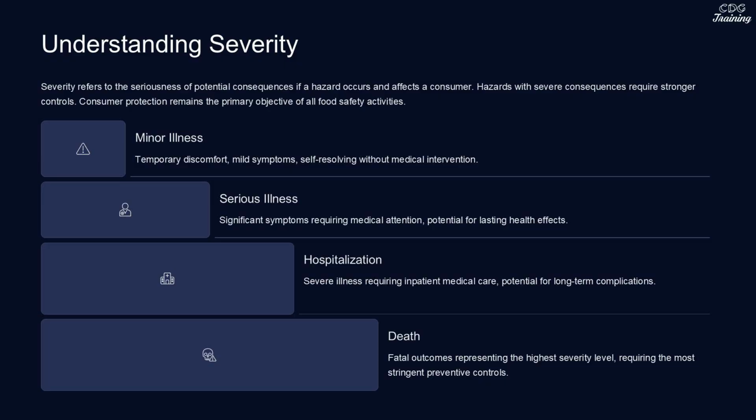Minor illness involves temporary discomfort and mild symptoms, self-resolving without medical intervention. Serious illness involves significant symptoms requiring medical attention, with potential for lasting health effects. Hospitalization involves severe illness requiring inpatient medical care, with potential for long-term complications. Death involves fatal outcomes representing the highest severity level, requiring the most stringent preventive controls.